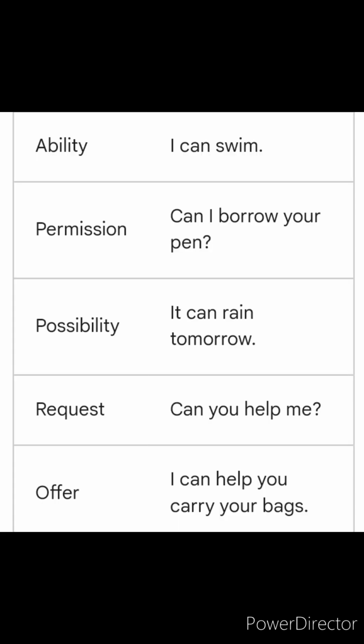Can and could. Now let us read the uses and the examples of can and could. To begin with, ability: I can swim. Permission: Can I borrow your pen? Possibility: It can rain tomorrow. Request: Can you help me? Offer: I can help you carry your bags.